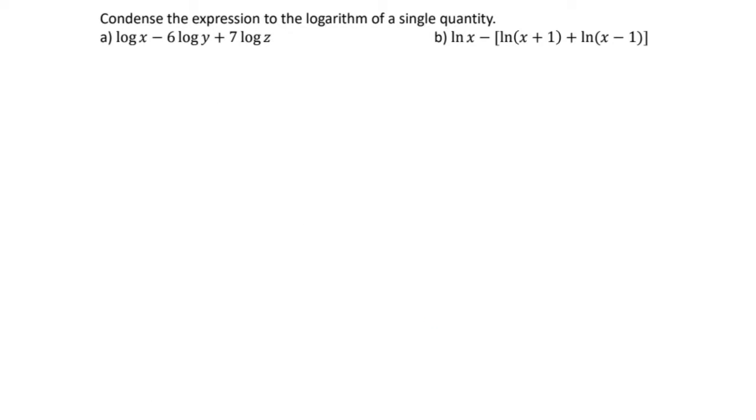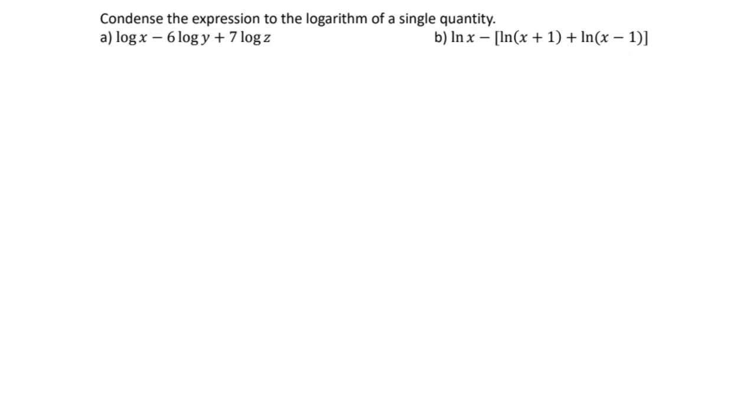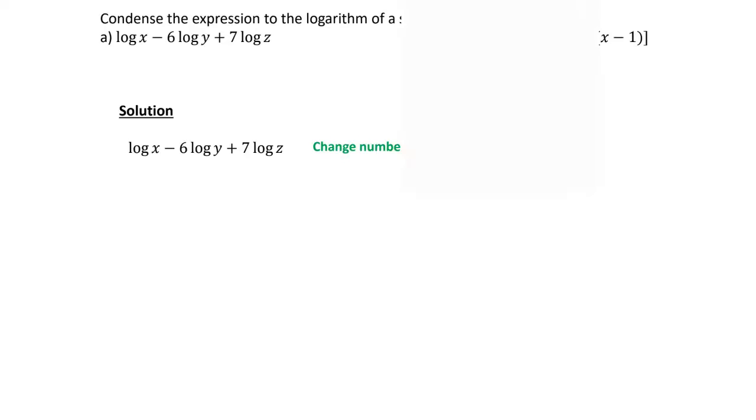What about the opposite, condensing? Condensing means to put into a single log quantity. So let's go ahead and look at A really quick. Here at A, we have the log of x minus 6 log of y plus 7 log of z. They don't give us a base, but we know that when they don't give a subscript, we automatically assume that these are base 10. So hence, these three logs have the same base, so that I can apply my properties.